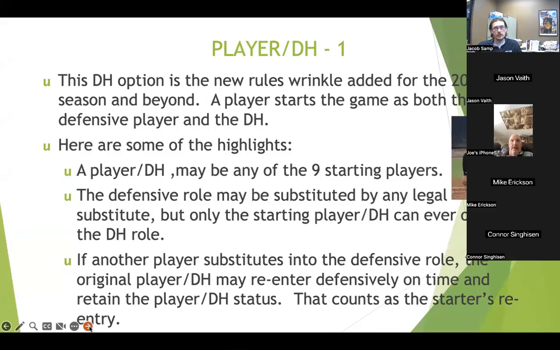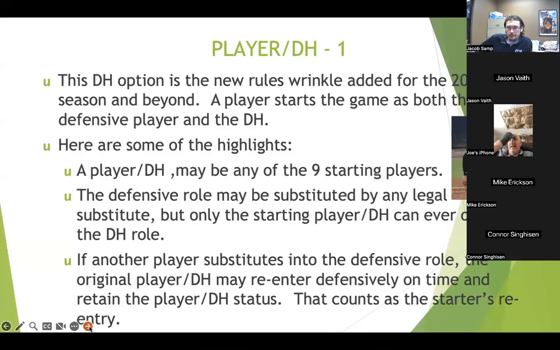And you can substitute for your player DH on defense, and they remain in their role in the offense as the designated hitter. And then it converts more to a traditional designated hitter rule, unless they are legally re-entered.